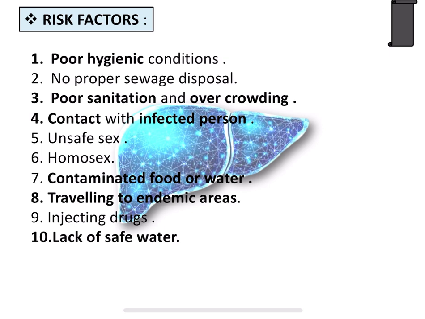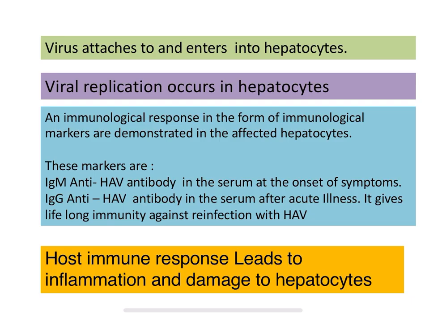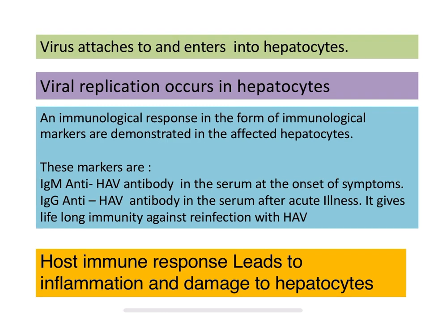And also the lack of safe water, water which is contaminated with the feces of an infected person. Just like in rural areas where pond water gets contaminated by human feces, and if that feces contains the hepatitis A virus, it contaminates the water, which is then used for various purposes, and the lack of safe water will result in hepatitis A virus infection. Now, this is the pathophysiology of hepatitis A.